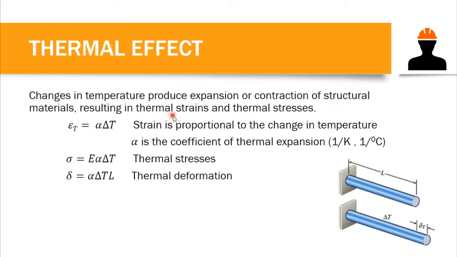The thermal strain is proportional to the change in temperature, with the thermal coefficient, in terms of alpha. Our coefficient of thermal expansion has a unit of 1 per Kelvin or per degree Celsius. Okay, that's alpha, the coefficient of thermal expansion.